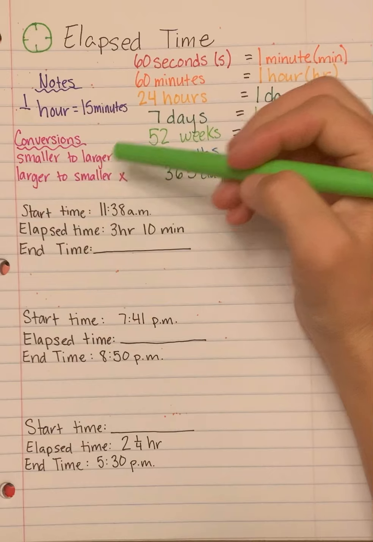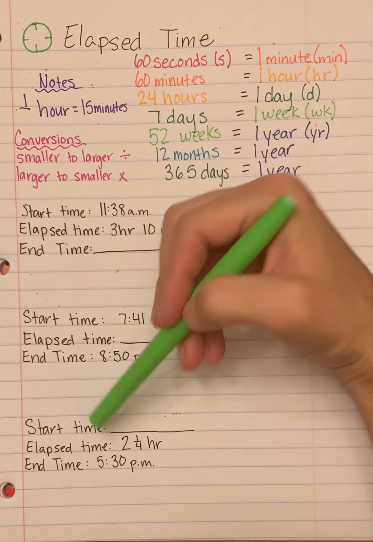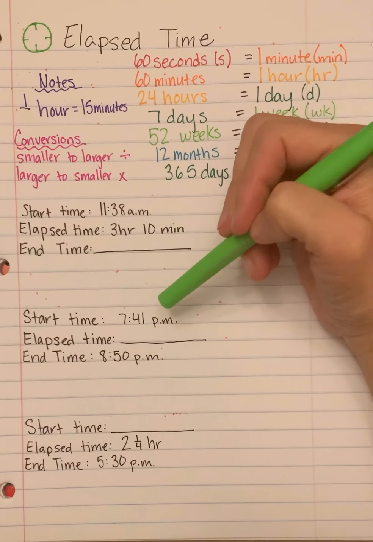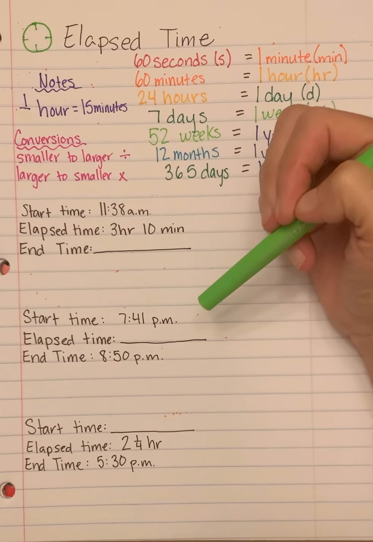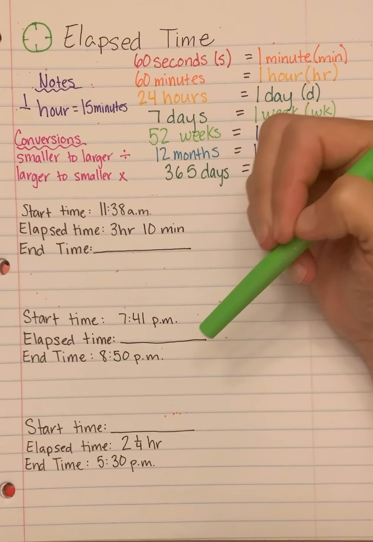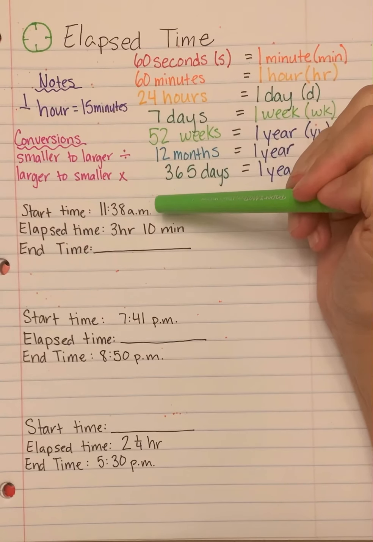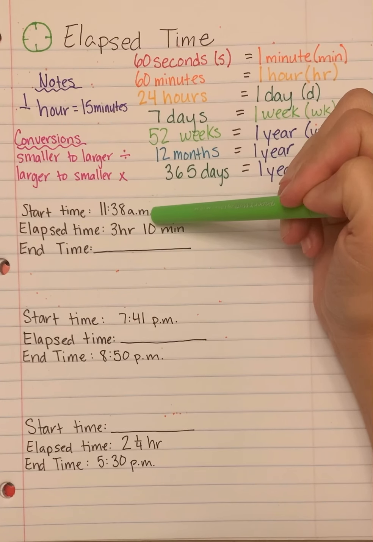So anything in this column going over this way, we would be multiplying. I'm not going to go over an example problem using that, because these elapsed time problems are the ones I feel you might need a little more help with in this lesson. If you need help with the conversions, please reach out to me and I can set up a Google Meet with you guys.